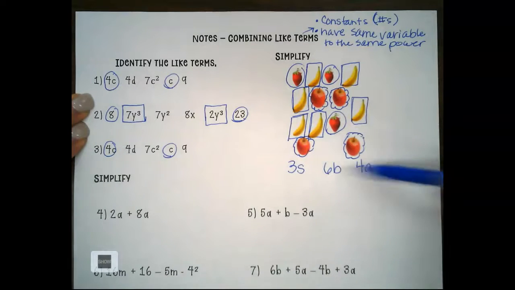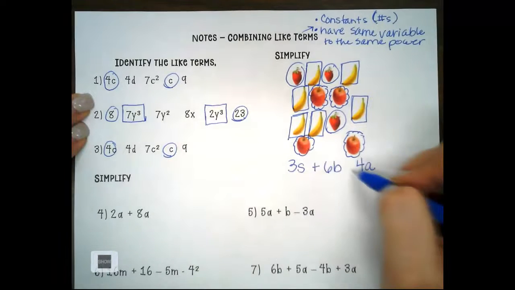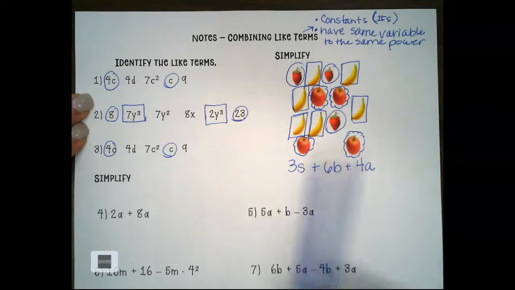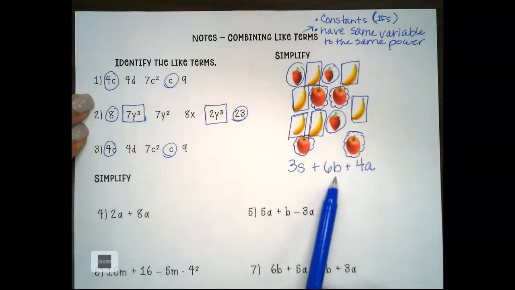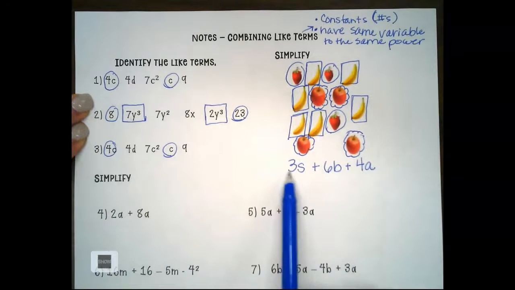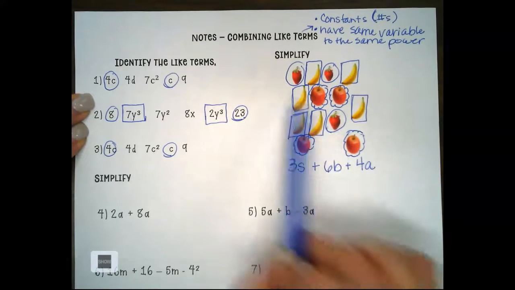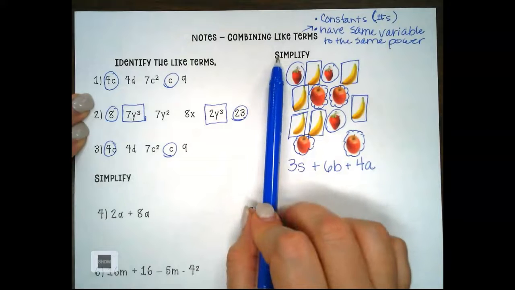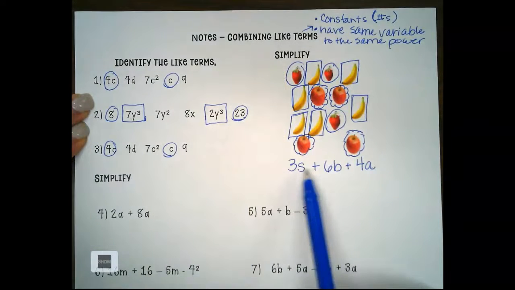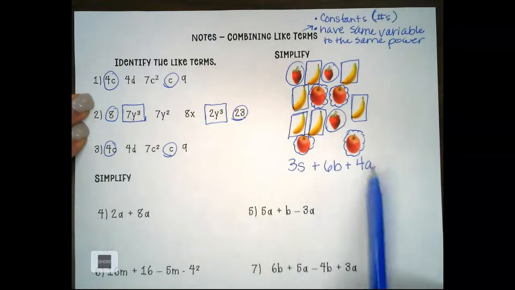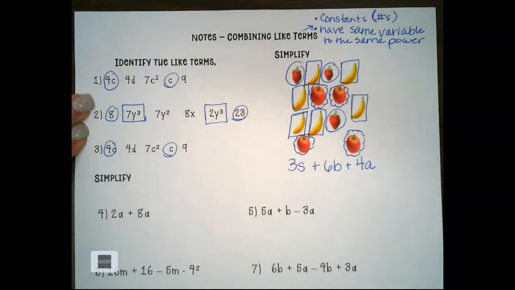Now, in order to be able to put all this together, we're going to put a plus sign in between each of the terms. Because I have 3 strawberries plus 6 bananas plus 4 apples. I cannot combine this or simplify this any more than I already have because these are not like terms. So you're done. All right.